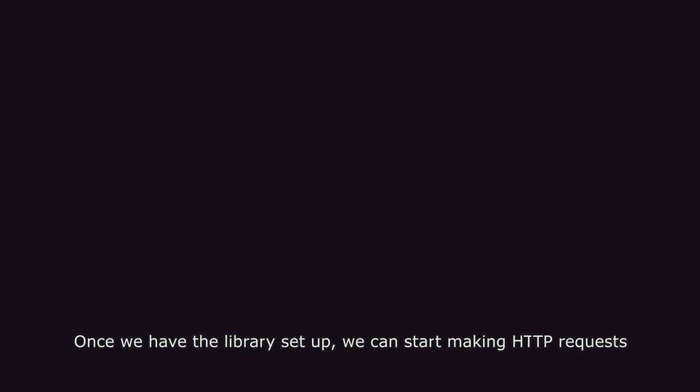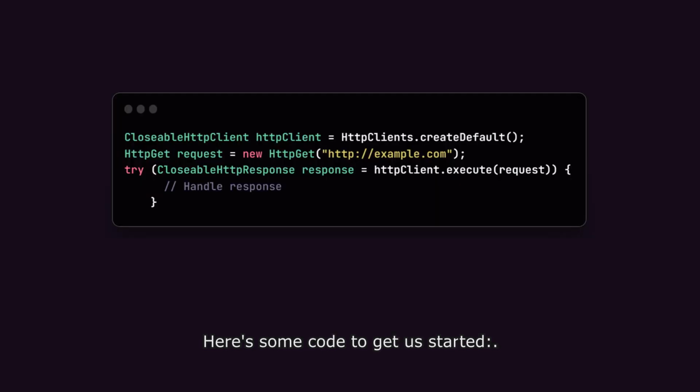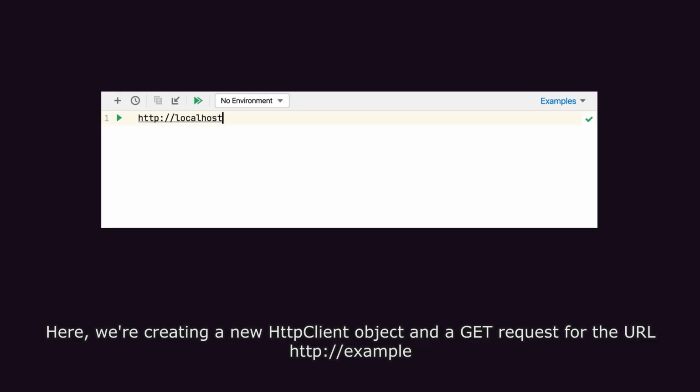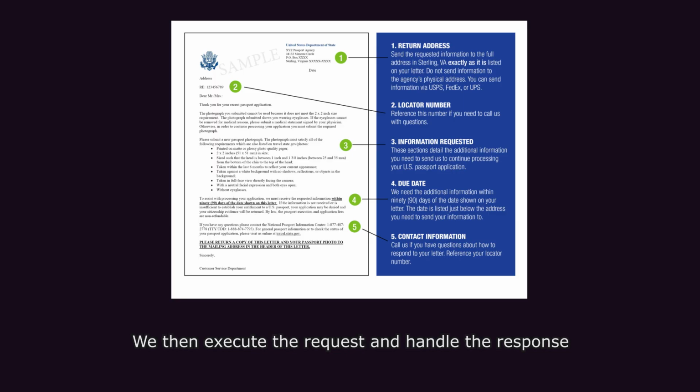Once we have the library set up, let's start with a simple GET request. Here's some code to get us started. Here we are creating a new HttpClient object and a GET request for the URL http example. We then execute the request and handle the response.